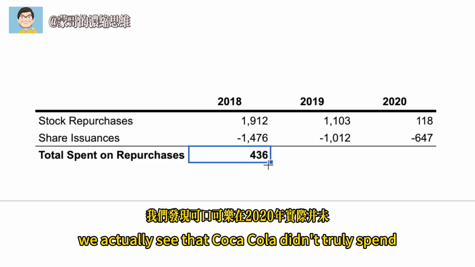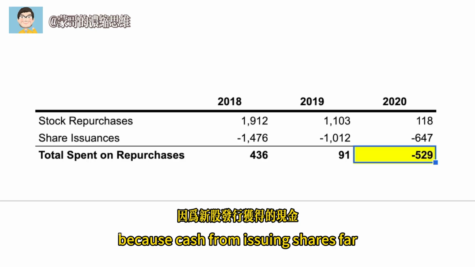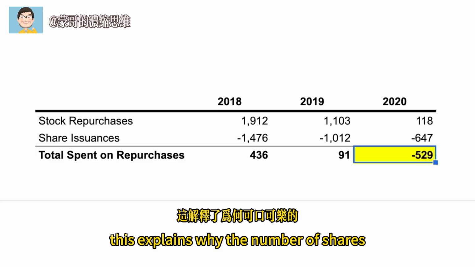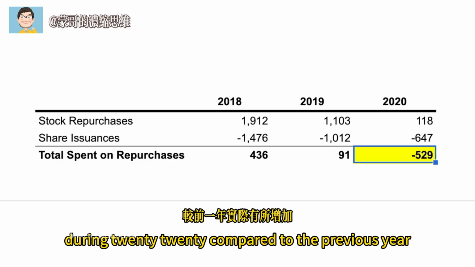Once we do that, we actually see that Coca-Cola didn't truly spend any cash buying back shares in 2020 because cash from issuing shares far exceeded cash from repurchasing shares. This explains why the number of shares outstanding actually increased for Coca-Cola during 2020 compared to the previous year.